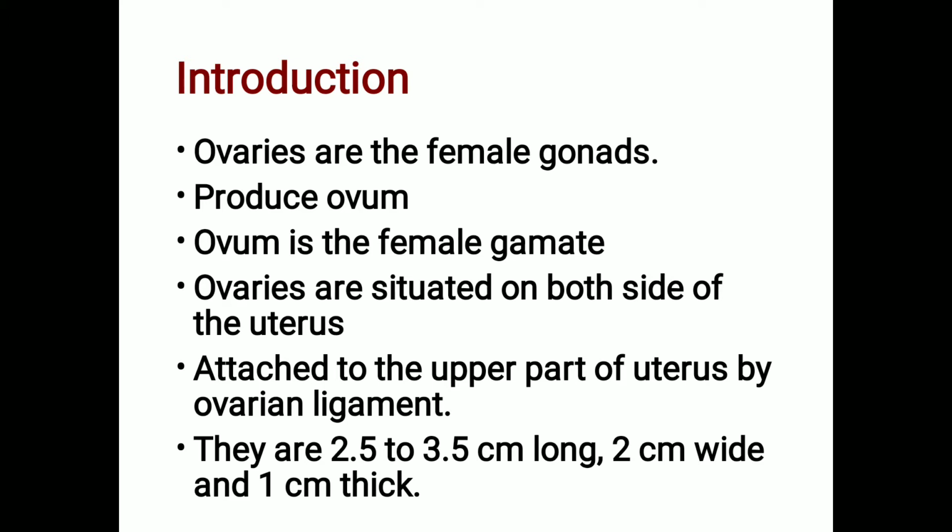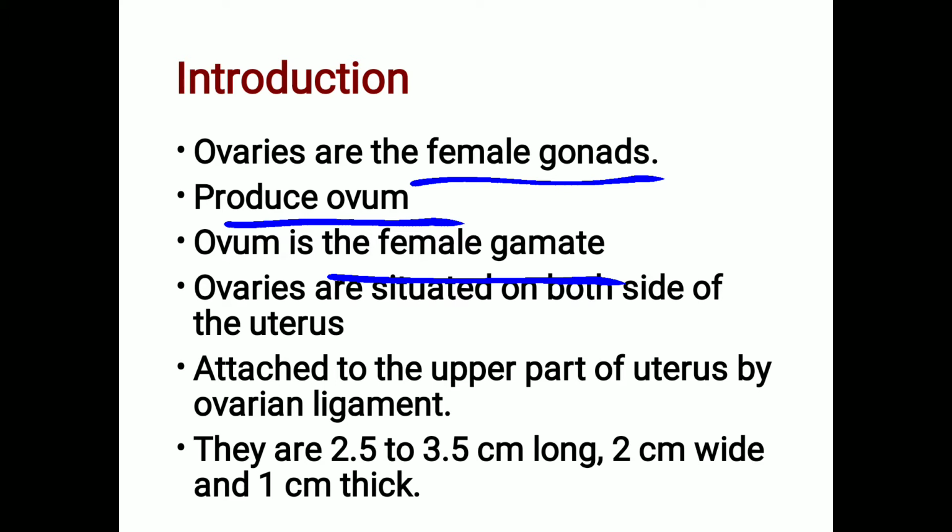Ovaries are called female gonads. They are the glands that produce female sex hormones and ovum. The ovum, or ova, is the female gamete, which fuses with the spermatozoa, the male gamete, and forms a zygote. So this ovum is being produced by this ovary, and that's why they are called female gonads.